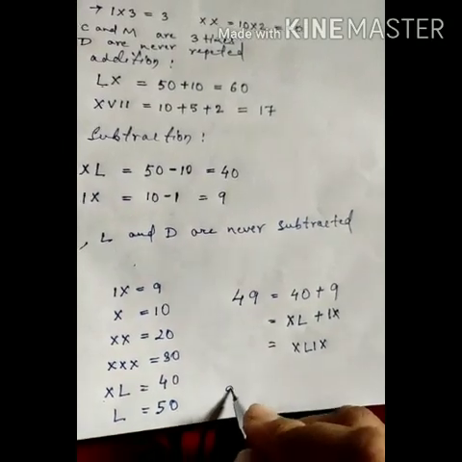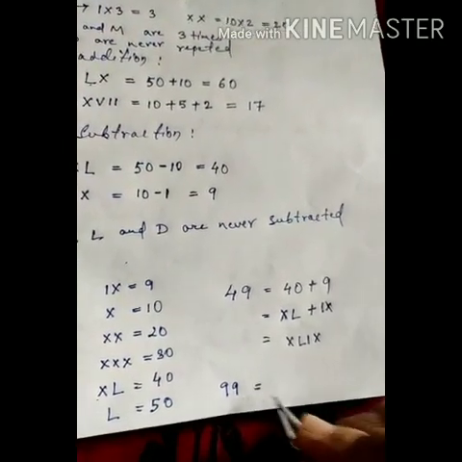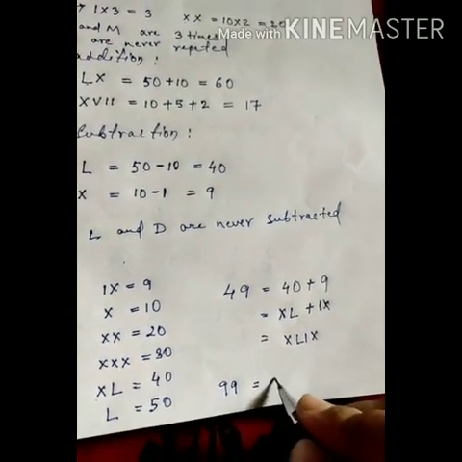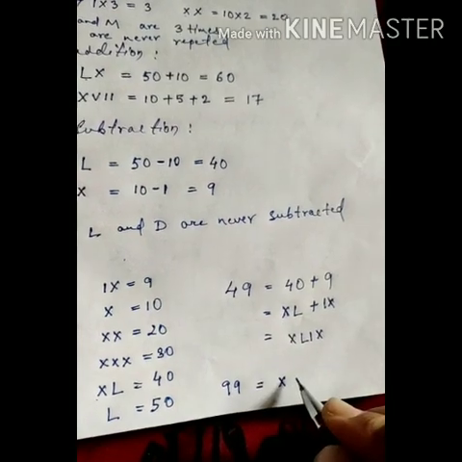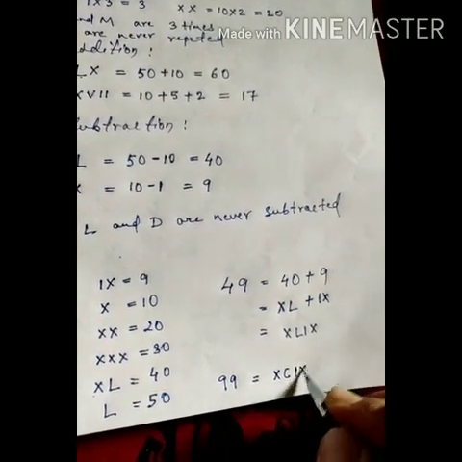Similarly, if I want to write 99, I will use first 90, that is XC, and 9, that is IX.